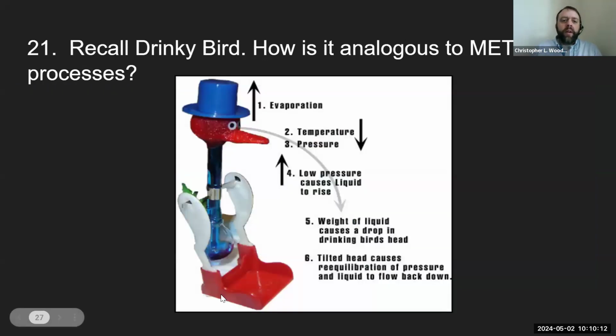And Drinky Bird. How is it analogous to METOC processes? Well, there's a lot going on here, right? The easiest and fastest and best one, and the reason why we introduced it during air-sea interactions, is very simply the movement from high to low pressure. When you get the bird's head wet, there's evaporative cooling happening. So it's just like the sling psychrometer's wet bulb. As long as the air is not 100% saturated with water vapor, 100% relative humidity, water will evaporate. The drier the air, the faster it evaporates.